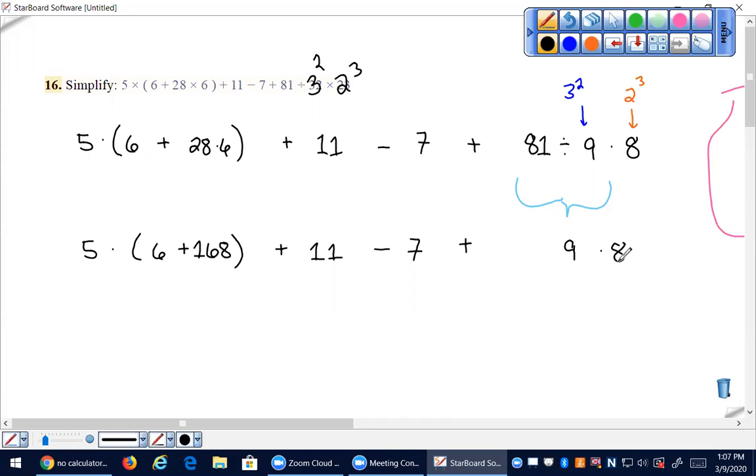For my second step, I've done two things. The simple terms, I'm just letting them drag along. 28 times 6, I replaced with what it is. 81 divided by 9, I replaced by what it is. So 5 times, now 6 plus that, that's going to be 174. Again, these middle terms are just boring. And the last term, 9 times 8, 72. So I need one more thing, 5 times 174.